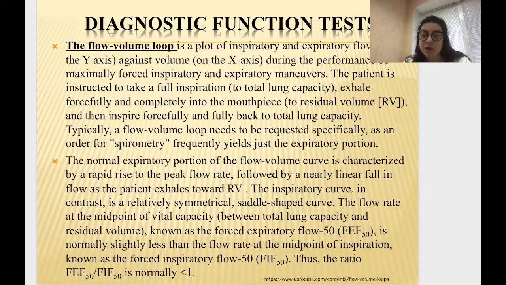Typically, a flow volume loop needs to be requested specifically, as an order of spirometry frequently yields just an expiratory portion. Okay, in practical classes, please stop with your teachers on these things and try to imagine, and maybe try even without the spirometer. You can take some tube and practice all these maneuvers for spirometry.